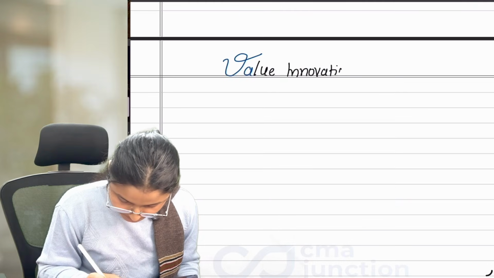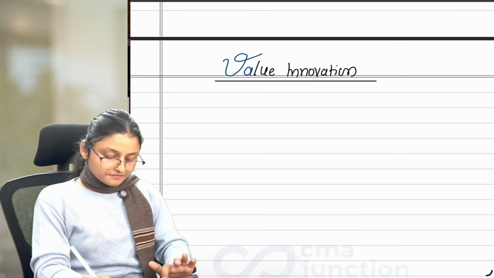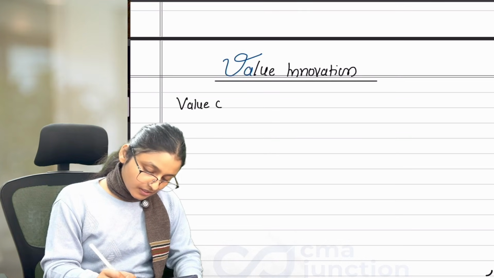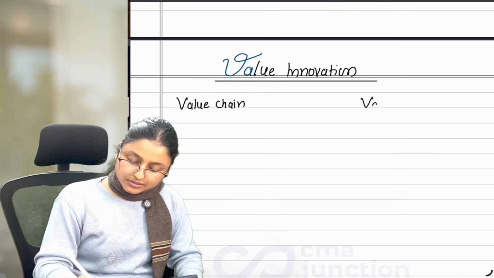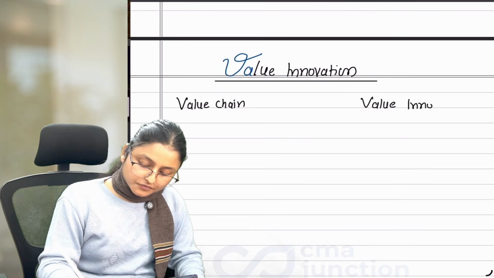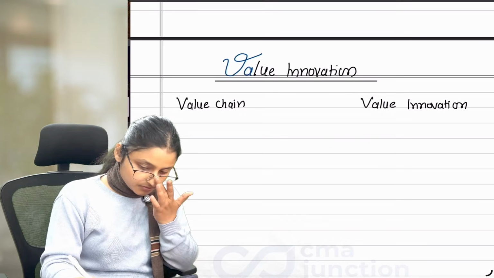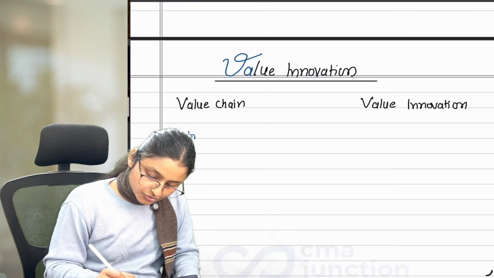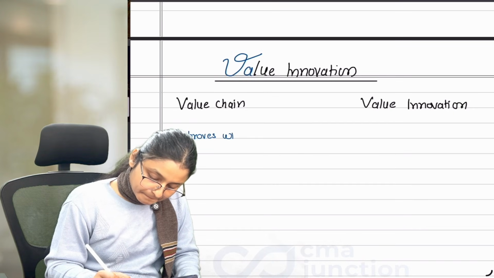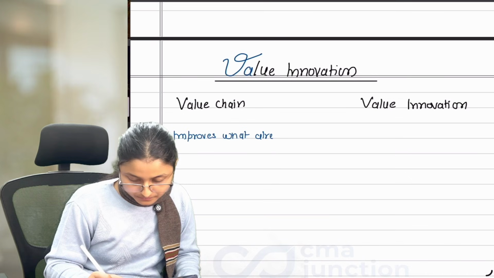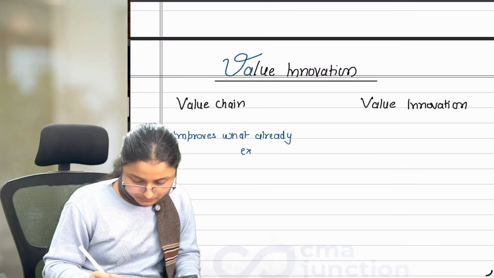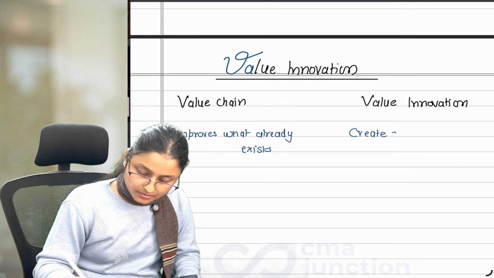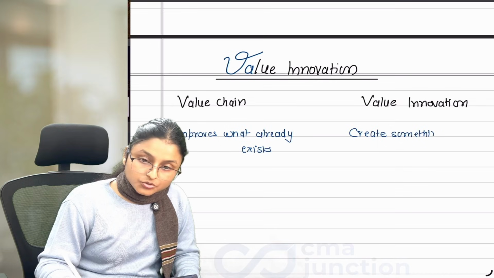Value innovation. In this, first we understood the difference between value chain and value innovation. Will not write much about this differentiation because it's not important for the exam. Just for understanding, we can write one line that value chain improves what already exists, and in value innovation, we create something new and different.